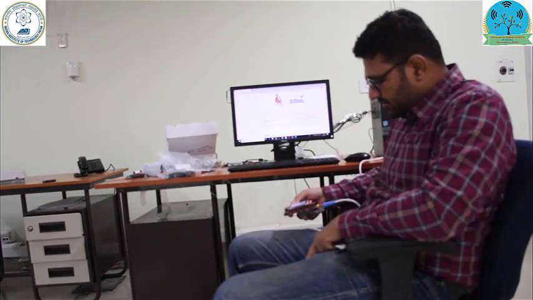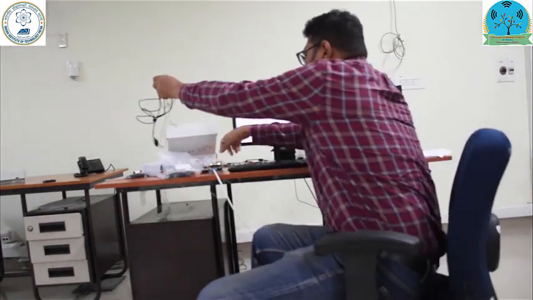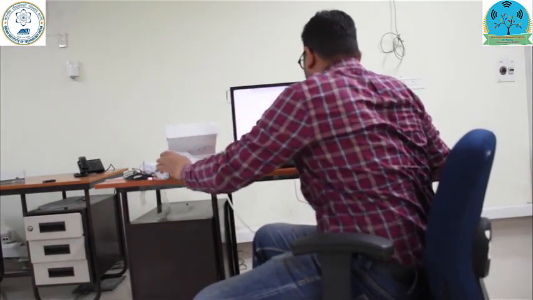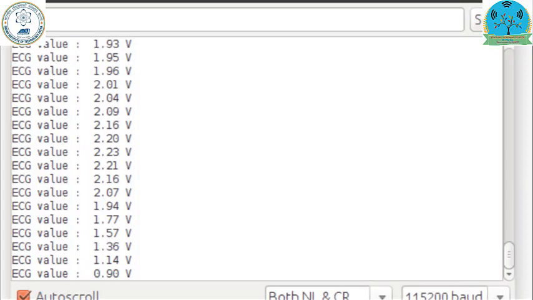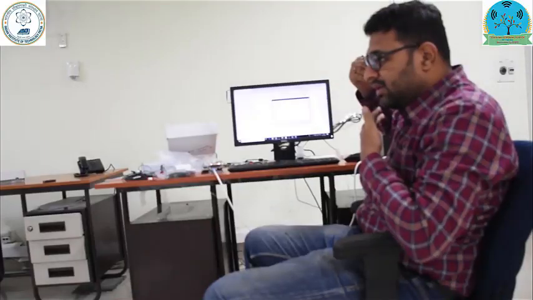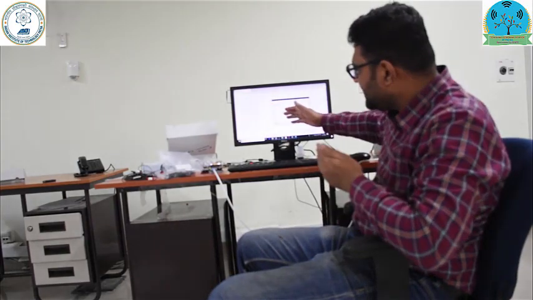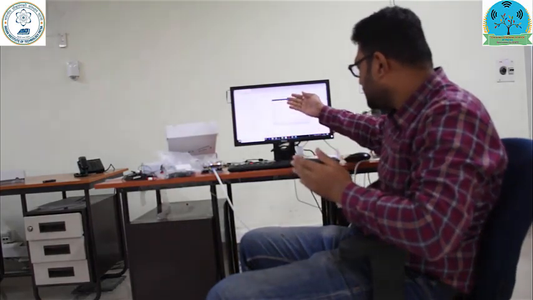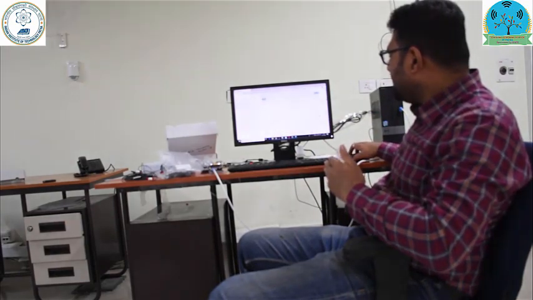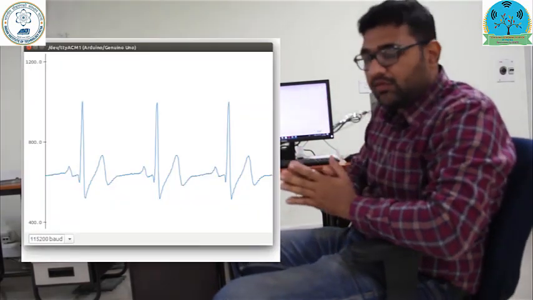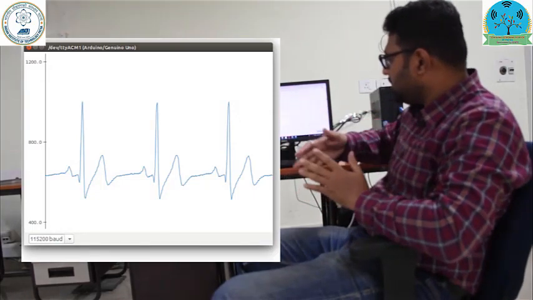Now moving ahead, once the program is burned on the Arduino kit, we can find out the ECG values. As you can see on the screen here, it is coming just like we were seeing before on the biosignal plugs as waves. Here I can see it as values, 1.93 volt, 1.65 volt, and we'll also find that it follows the pattern which I explained before, the P, Q, R and S waves.